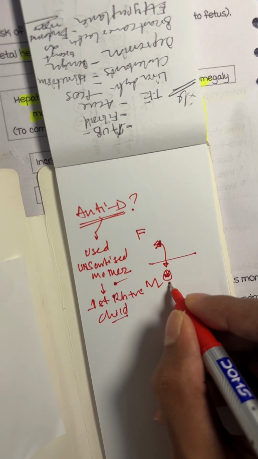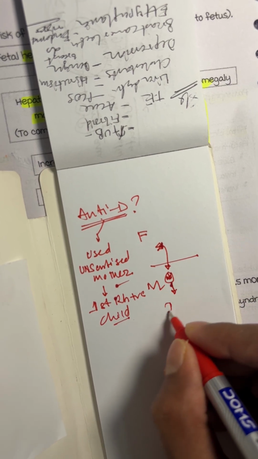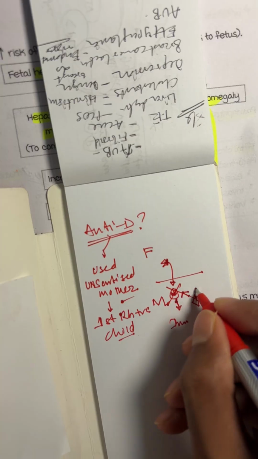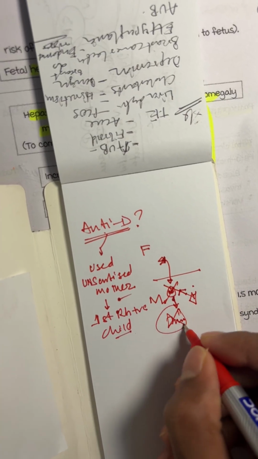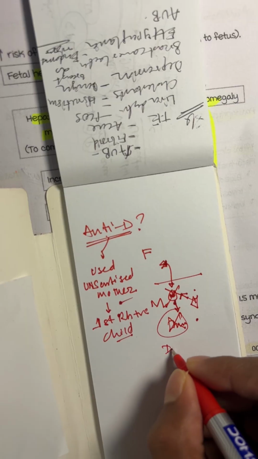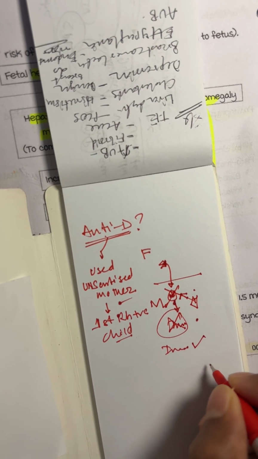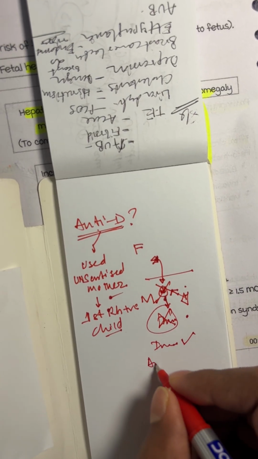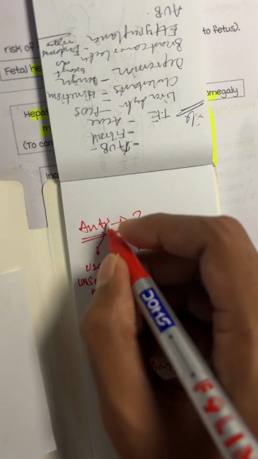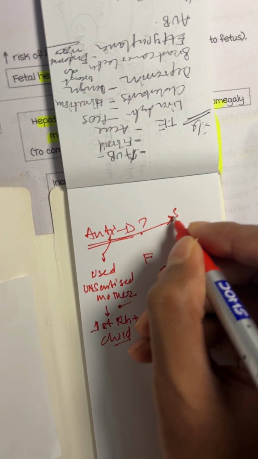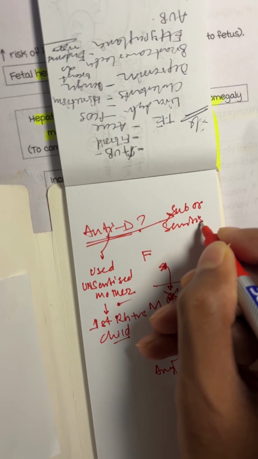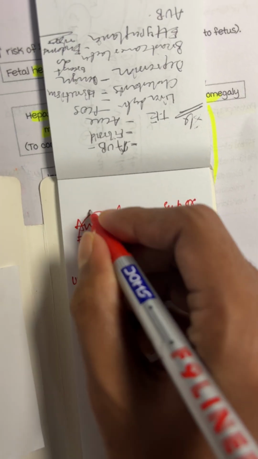So before this antigen can stimulate the immune system, my anti-D goes and destroys this. So there is no immune system activation. This can only happen in the first pregnancy, where the immune system is not activated and does not have any memory or any pre-made IgG. So in subsequent pregnancies, or when she's sensitized already, anti-D is of no use.